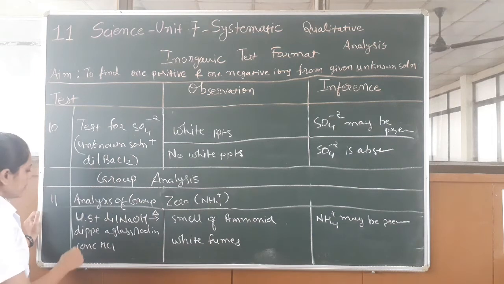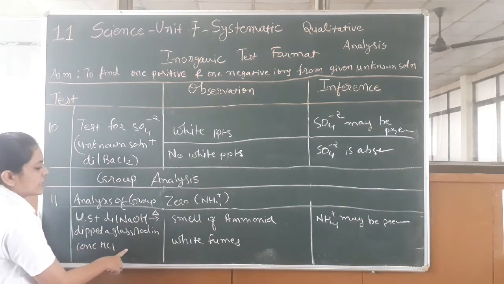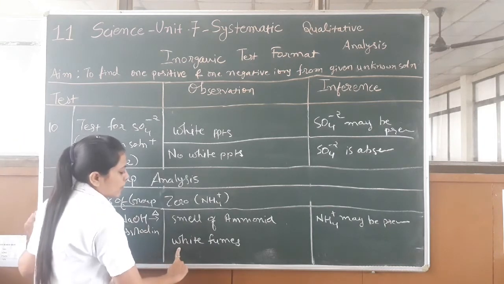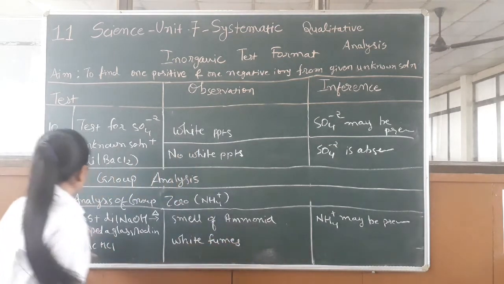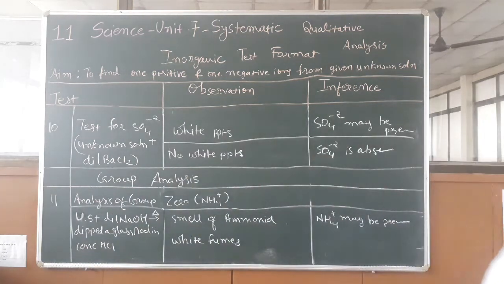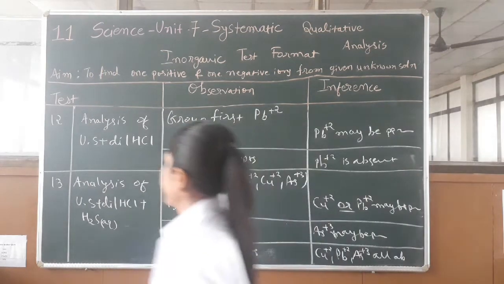Then to confirm, dip a glass rod in concentrated HCl. Take this glass rod near the mouth of the test tube. White fumes, NH4+ may be present. Now let's move to the 12 number test.